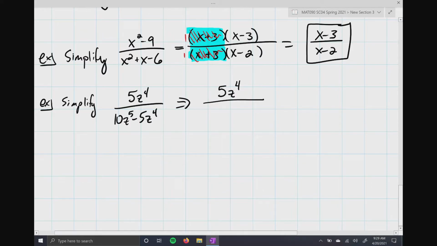So I start by looking in the numerator. That is only one term. There's nothing I can do. So it stays 5z to the fourth. Now I look in the denominator. I always start off, is there a GCF? The answer is yes. I look at the numbers, 10 and 5. I can factor a 5 out.